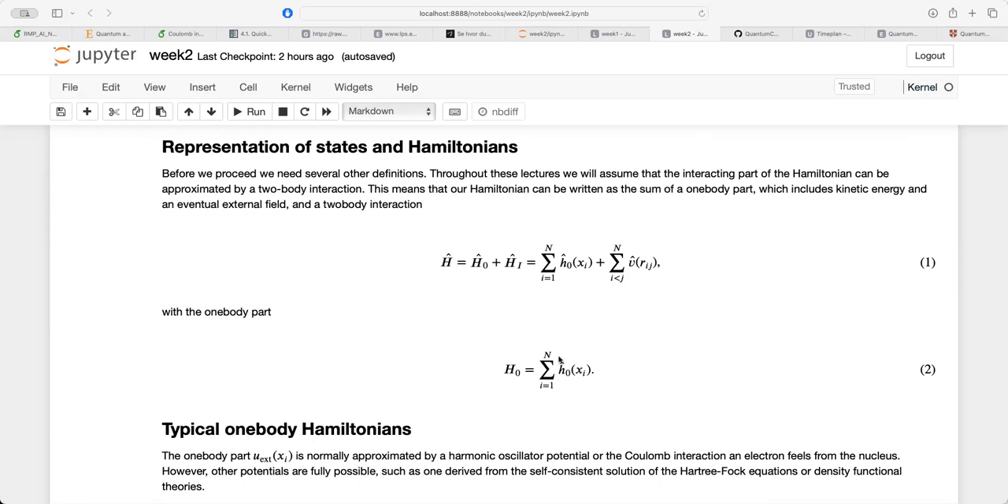Now, in general, what you have when you look at a quantum mechanical system is often something defined by what we call a non-interacting part. This could be your particles being trapped by, let's say, a harmonic oscillator potential, and they don't interact.